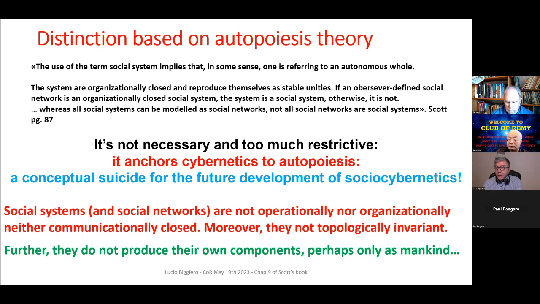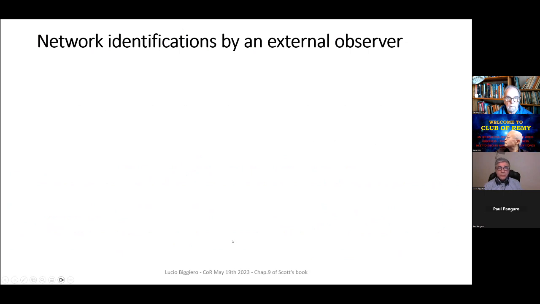Perhaps this could be the view if we consider the whole of mankind, the whole planet, as a social system. In that case, a hospital is just one of the components of the whole planetary social system, and is using components produced by other components. But of course, this is not the meaning of autopoiesis theory, and it makes no sense.